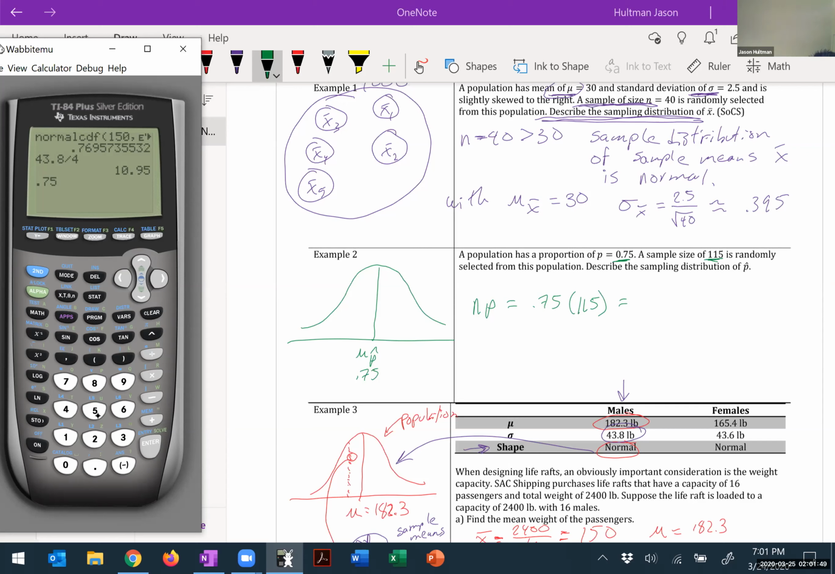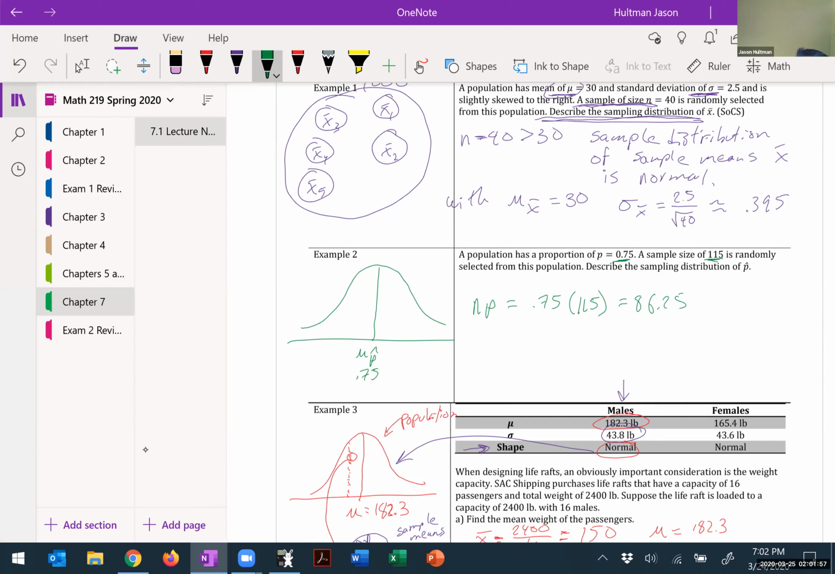0.75 times 115 is 86.25, which is bigger than 10, so that checks. Now what about the smaller one? Again, we really only have to check the smaller one, 0.25. Where did I get the 0.25 from? Well, it's 1 minus p. n times q is n times 1 minus p, which is n times 1 minus 0.75.